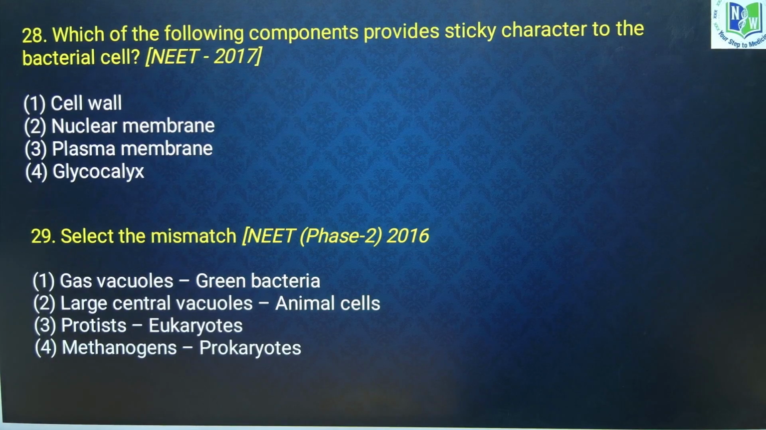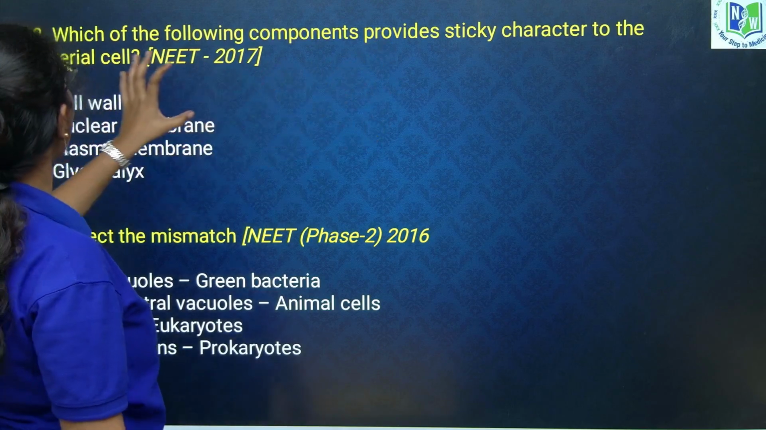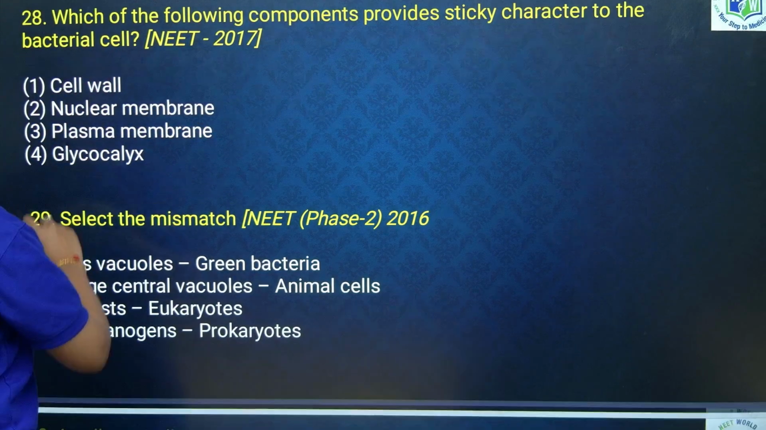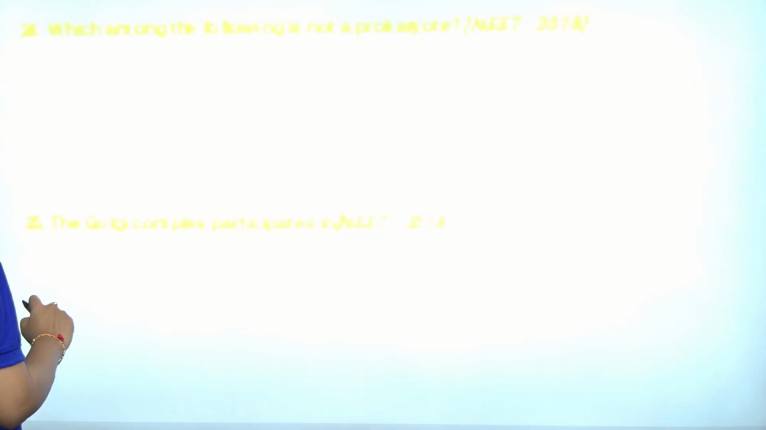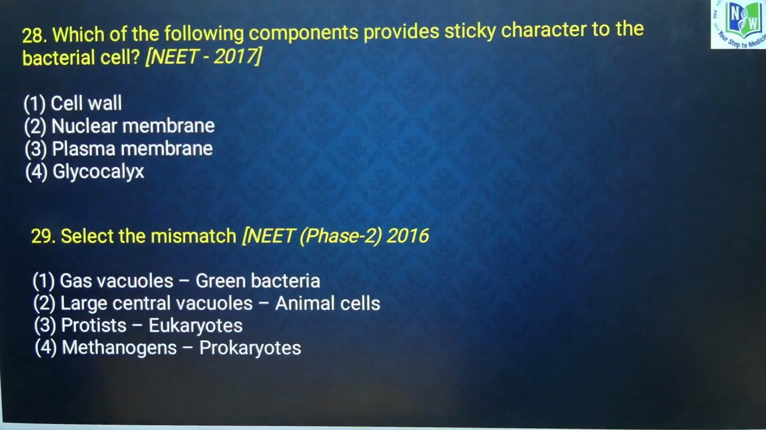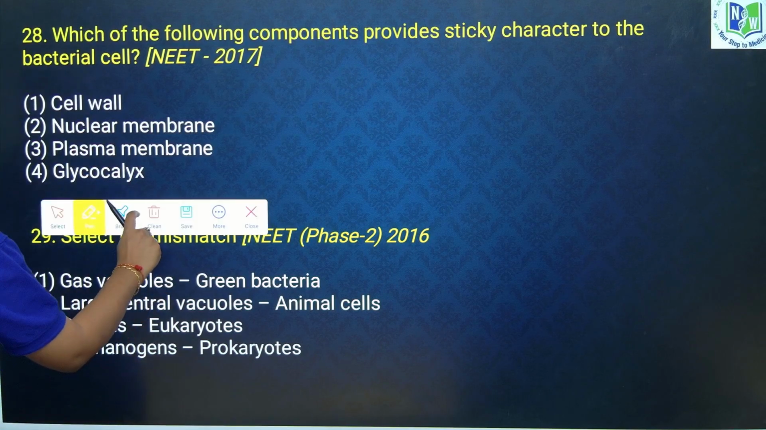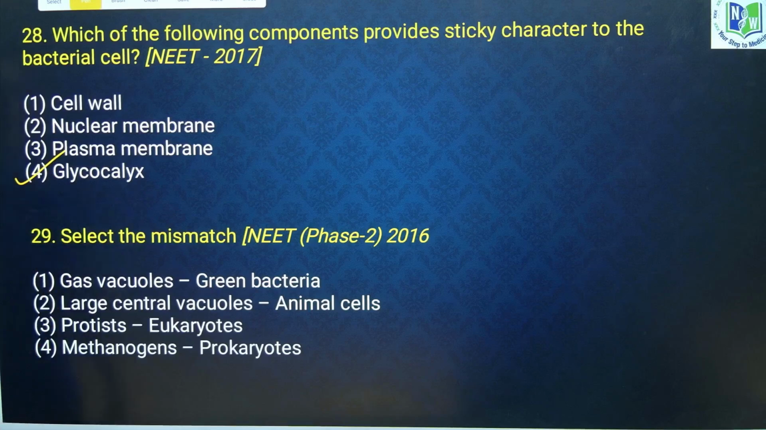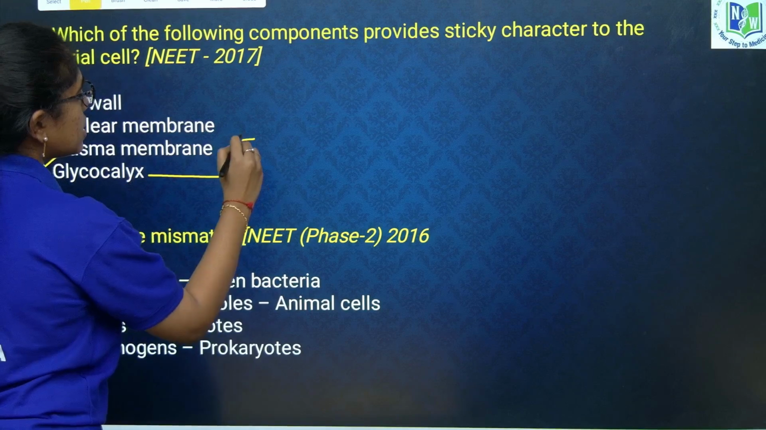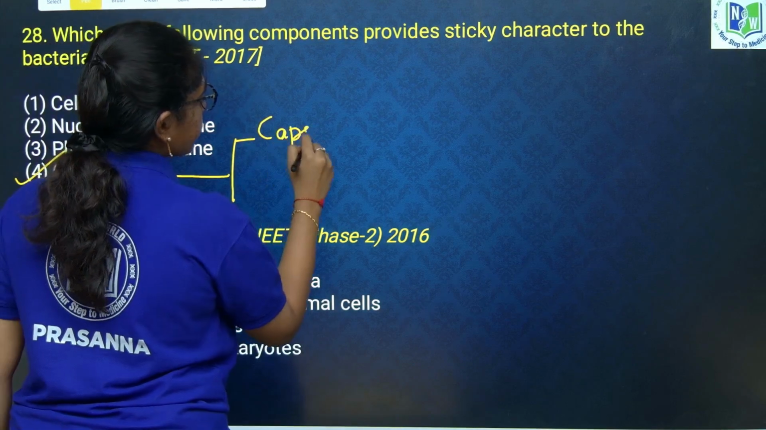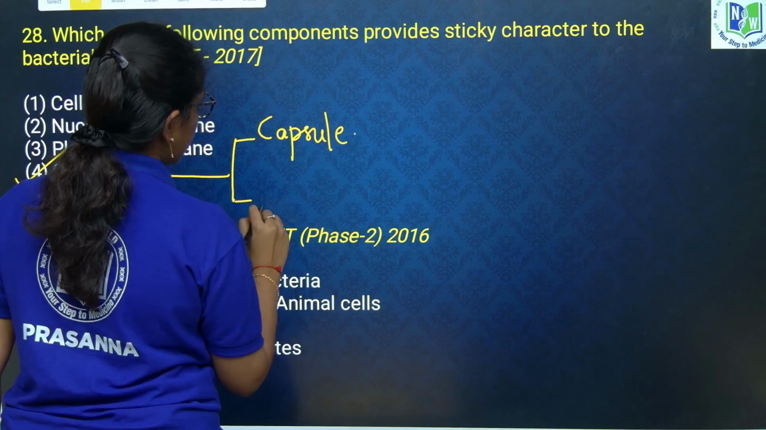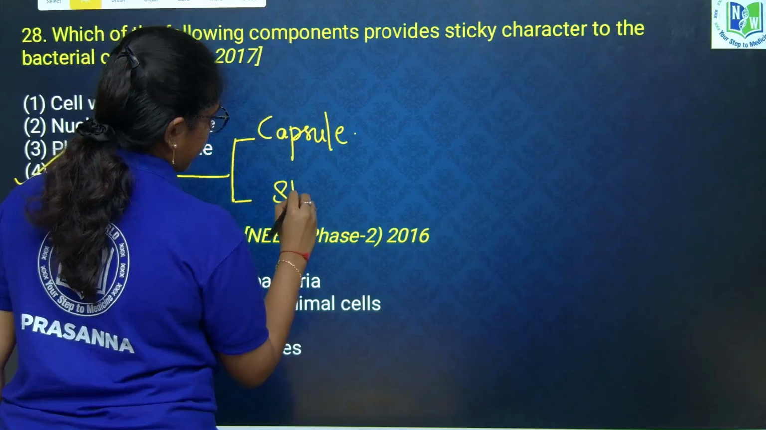Which of the following components provide sticky character to the bacterial cell? It is glycocalyx. Glycocalyx will produce the sticky character to the bacterial cell. Glycocalyx can exist in two forms. One form is capsule and the other form is slime layer.